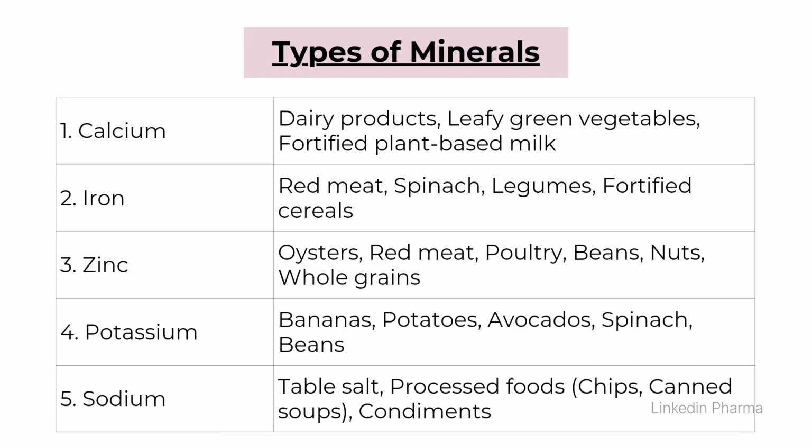Types of minerals. 1. Calcium: dairy products, leafy green vegetables, fortified plant-based milk. 2. Iron: red meat, spinach, legumes, fortified cereals. 3. Zinc: oysters, red meat, poultry, beans, nuts, whole grains. 4. Potassium: bananas, potatoes, avocados, spinach, beans. 5. Sodium: table salt, processed foods, chips, canned soups, condiments.